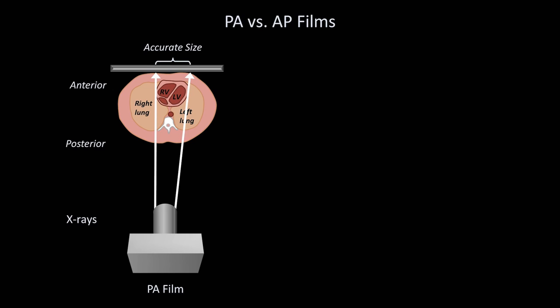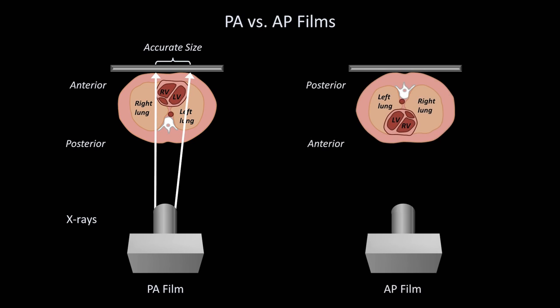However, how does this change if the same exact patient has an AP film taken? Now there is greater separation between the heart and the film. As a consequence, the diverging X-ray beams will create a larger shadow that will exaggerate the size of the heart. In short, the heart size is only accurate when assessed on a PA film.